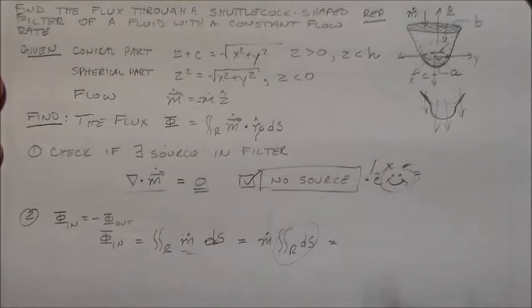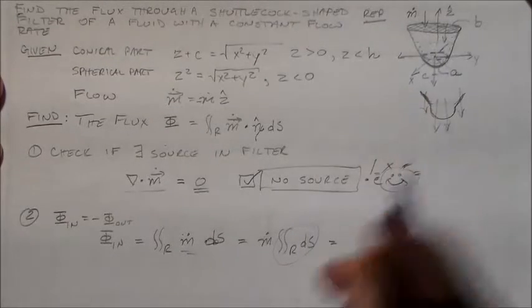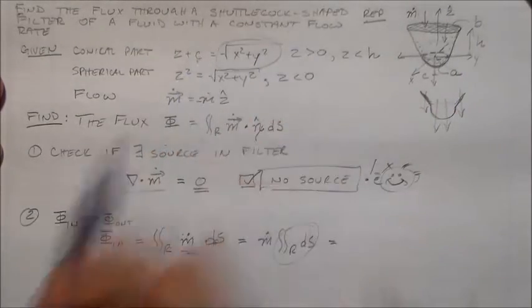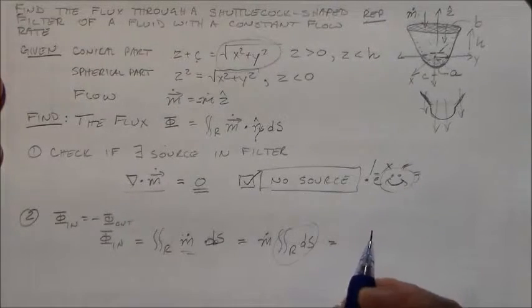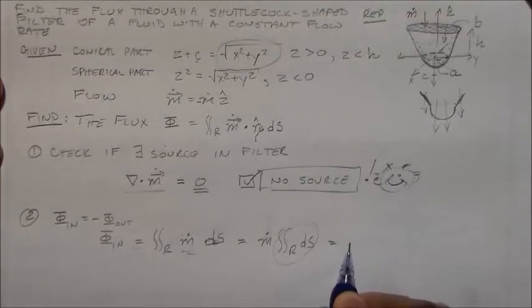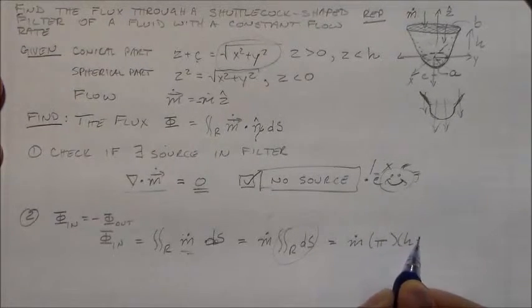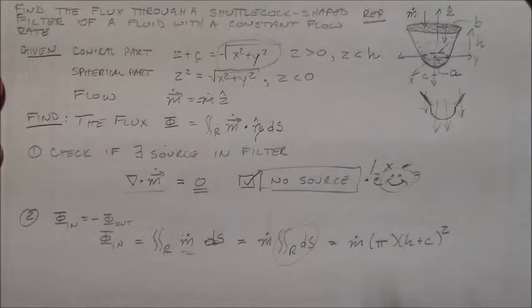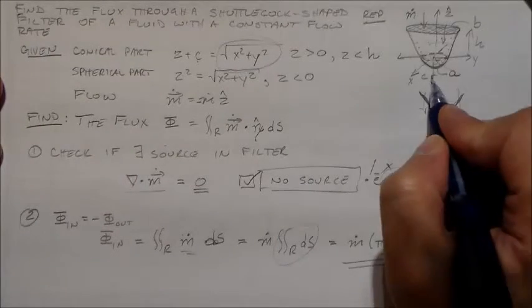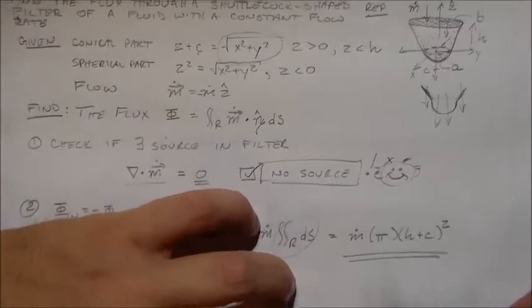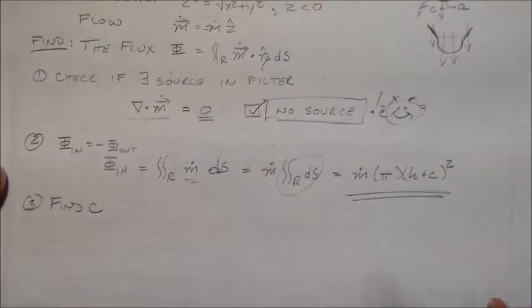So this is the area, and we know the area of this thing. It's going to be this height h plus c, because that's the radius. So that's going to be m dot times pi times h plus c, squared, because it's the area. So that's all we need to do. We could try to find this c. Why don't we do that? I've only spent a couple of minutes talking about this. Actually, finding that constant is something we can do.